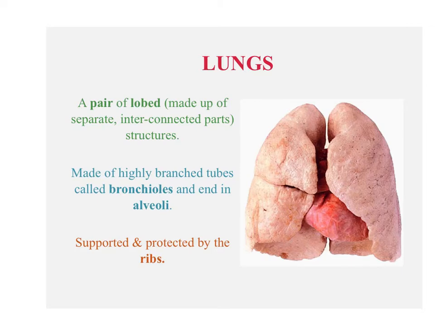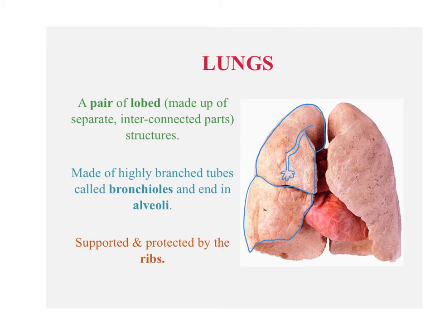Now, the lungs are a pair of lobed organs. And lobed means that they're made of lots of separate parts that are linked together by tubes. So you can see here that even in this photo of the lungs, there's lots of different parts that make it up. There are a few lobed organs in the body. So we've got the lungs, but also the liver has lobes too. And both of these lungs are made up of lots of little tubes internally called bronchioles, and then they branch off into the alveoli.